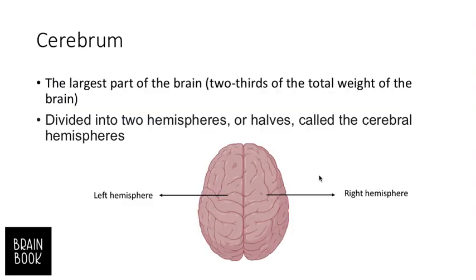The cerebrum is the largest part of the brain, and it forms 2/3 of the total weight of the brain. It divides into two hemispheres or halves that are named cerebral hemispheres. As you can see here, there is a left hemisphere and there is a right hemisphere. These two hemispheres are divided from each other by a longitudinal fissure from the front of the brain to the back of the brain.